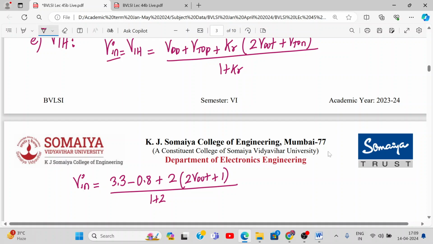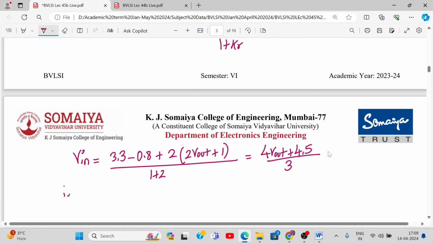Alright, so if you open the bracket, you will get 4 V out plus 2 plus 3.3 minus 0.8, so you'll get plus 4.5, divided by 3. Okay, so that is 4V out is equal to 3V in minus 4.5. So how much is V out given by? V out is given by 3 by 4 V in, which is 0.75 times V in, minus 4.5 upon 4, which is minus 1.125.